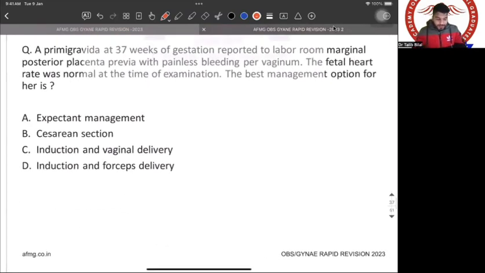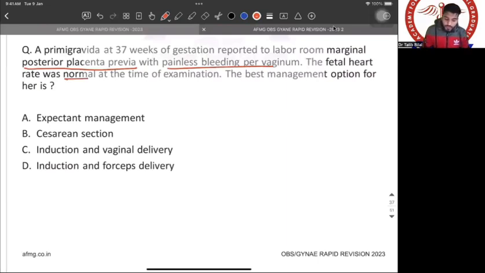A primary gravida at 37 weeks gestation reported to the labor room. Marginal posterior placenta previa. Already discussed, guys. In posterior placenta previa there are more chances of cord entanglement, more chances of fetal distress. So the best management will be, with painless bleeding per vaginum. Painless bleeding is associated with placenta previa, painful bleeding with abruptio placentae.